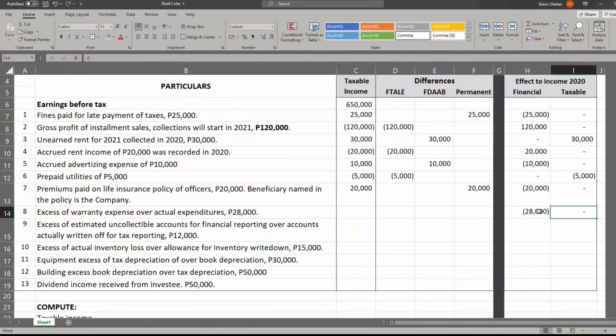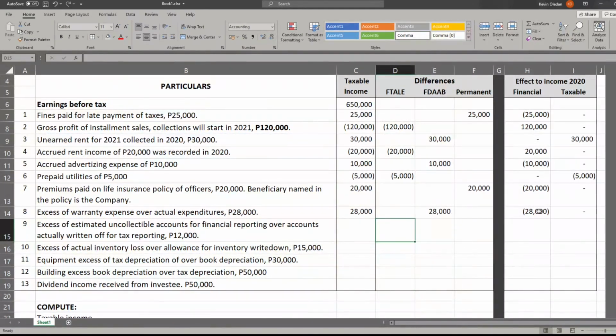And with that, guys, ano nangyari? Mas mataas ang expense na na-record mo in financial kaysa sa taxable. What you need to do with that if you are computing taxable income is you have to add it back. Look at the situation. Ano mangyayari dito? Itong dalawang to. Financial income and taxable income. Taxable income will be greater than financial, di ba? Or, in other words, your financial income is lower than taxable. That means that this one is a future deductible amount. That becomes part of FIDAAB.